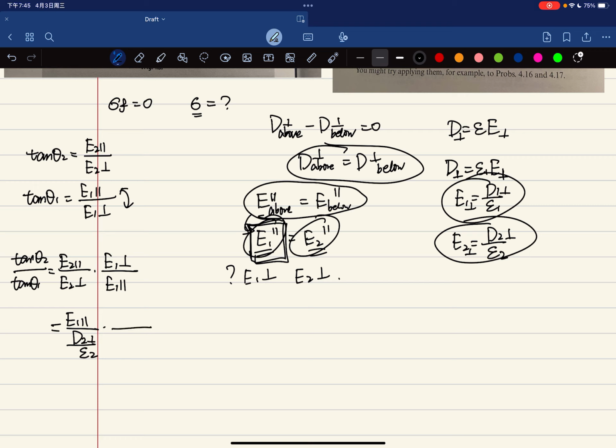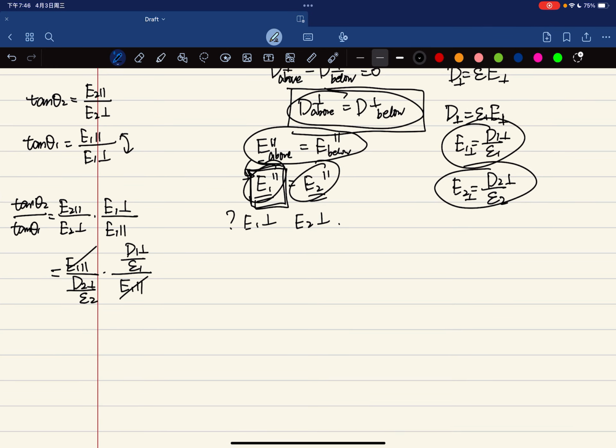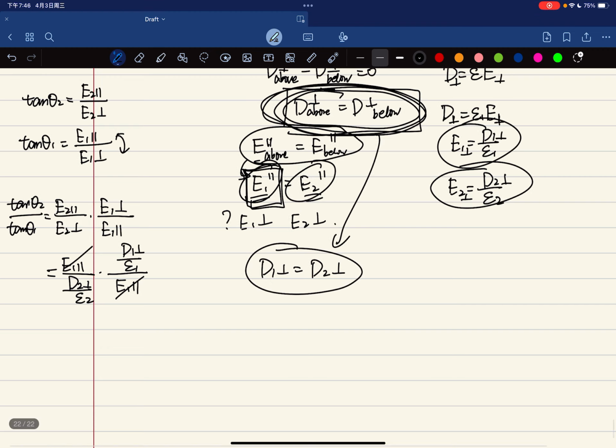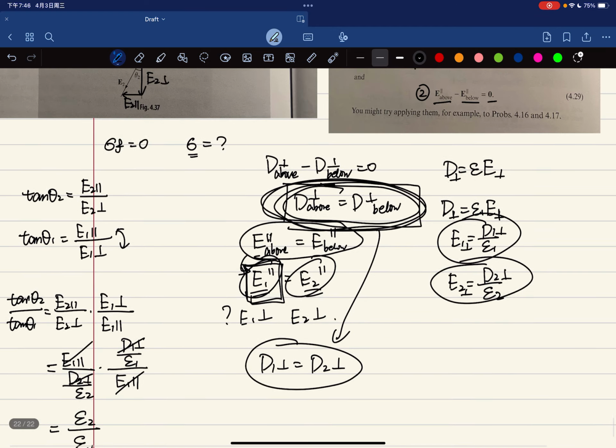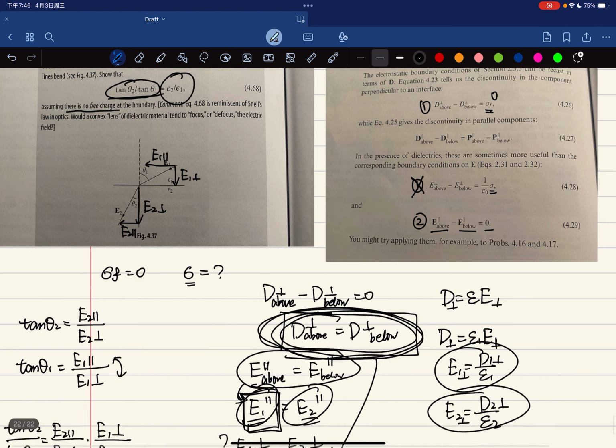And E1 perpendicular is equal to this. Okay, they will cancel. And because we know that D1 perpendicular is equal to D2 perpendicular, as I wrote here, it's just a rewrite, so they can actually cancel too. Now what do we have? We have epsilon 2 divided by epsilon 1, which is exactly this form. So now we have our answer.